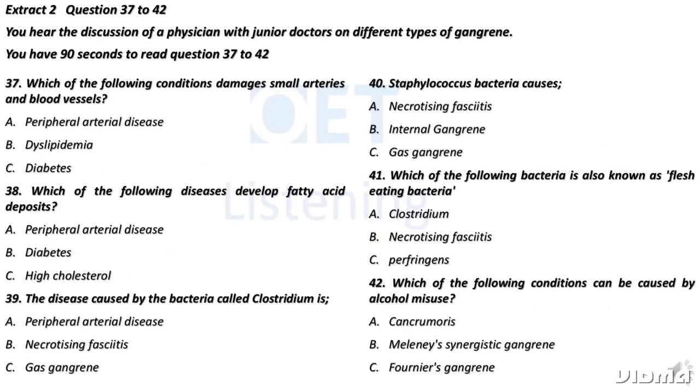Now look at Extract 2, questions 37 to 42. You hear the discussion of a physician with junior doctors on different types of gangrene. You have 90 seconds to read questions 37 to 42.